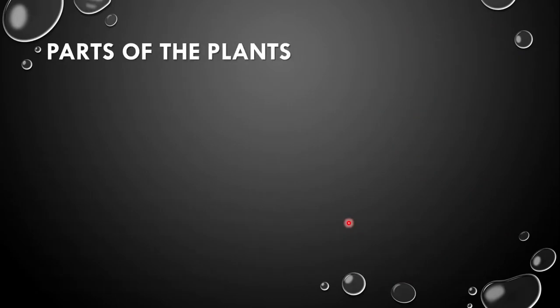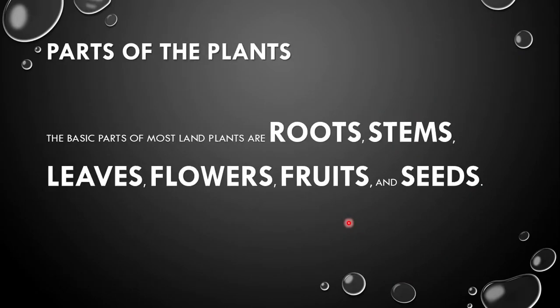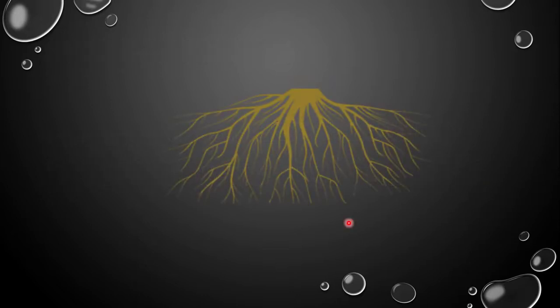Now let's look at the parts of the plants. So the three main parts of the plants are the roots, the stems, and the leaves. Other parts of the plants also include the flowers, fruits, and seeds. In this lesson, we are going to look at the functions of the roots, the stems, and the leaves. In the next lesson, we are going to look at the functions of flowers, fruits, and seeds. So let's take them one after the other.